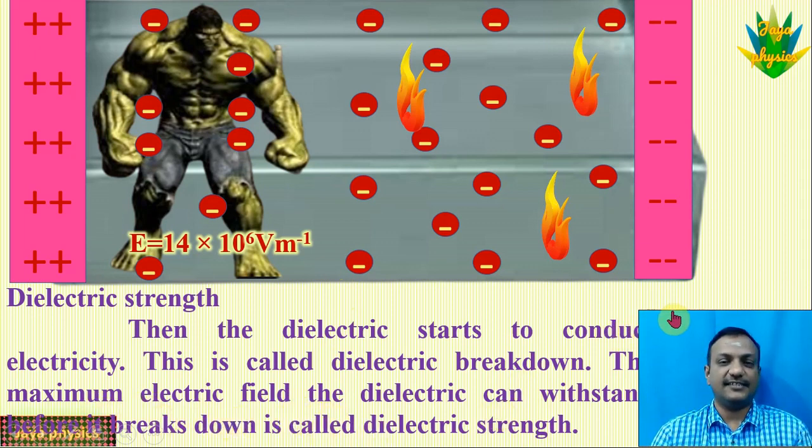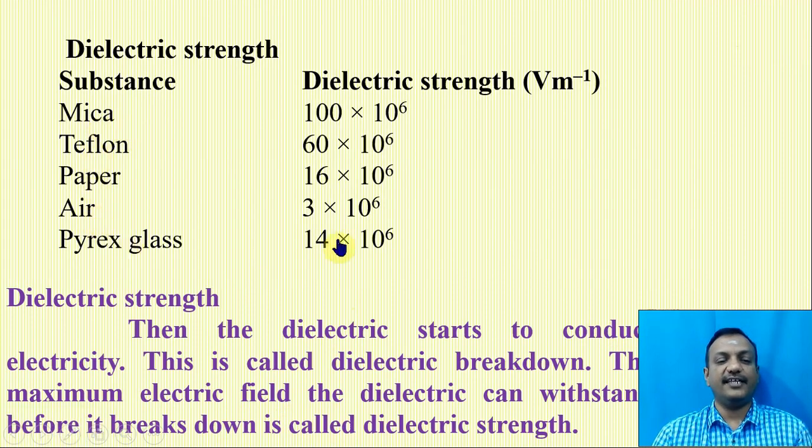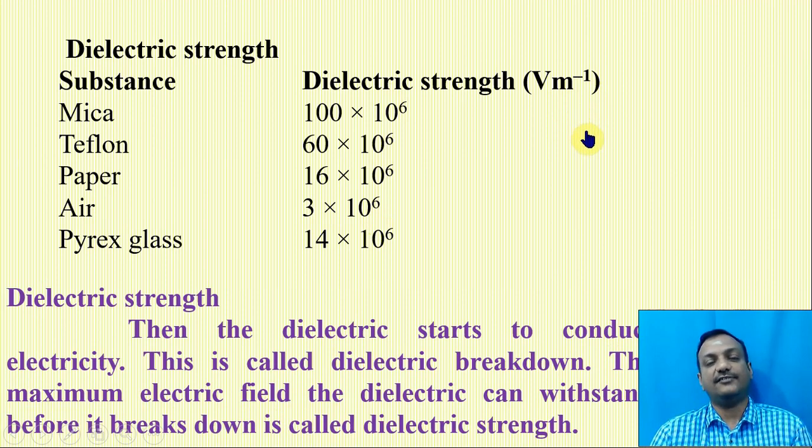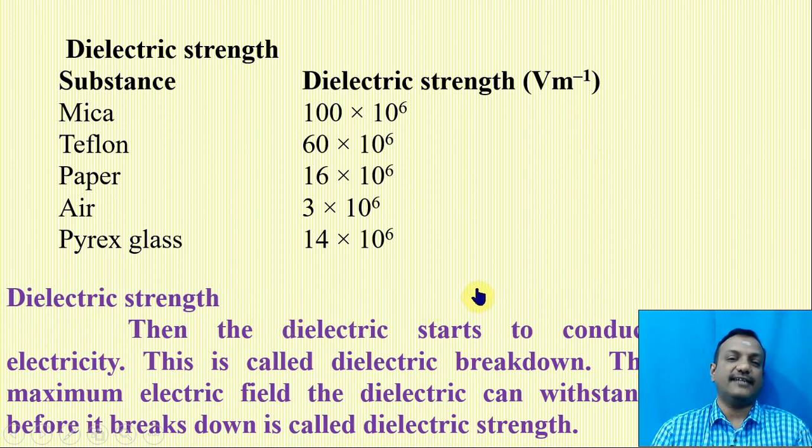Is it clear, children? In our book, the dielectric strength is given for various dielectric materials. For air, if you apply 3 into 10 power 6 volt meter power minus 1, air becomes a conductor. Charge electrons will move in air. So it is a 2 mark question, there is a chance a 2 mark question will come. What is the dielectric strength? The maximum electric field a dielectric can withstand till it breaks down, that is, till it breaks down it is getting converted into a conductor. That field is called dielectric strength.